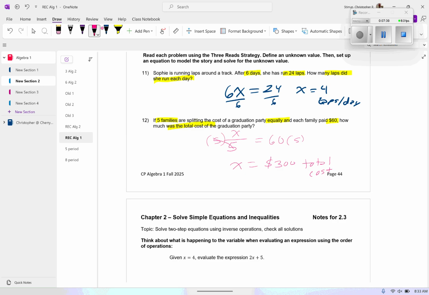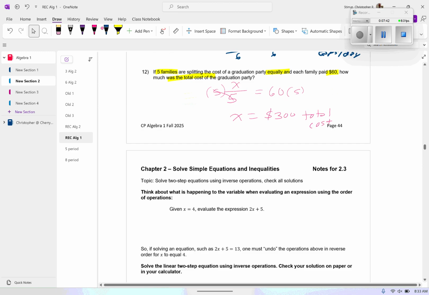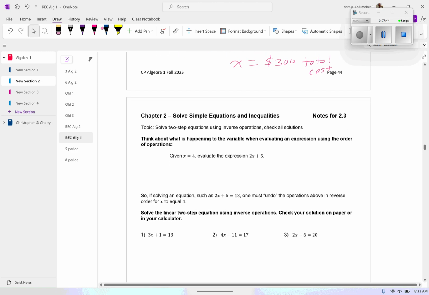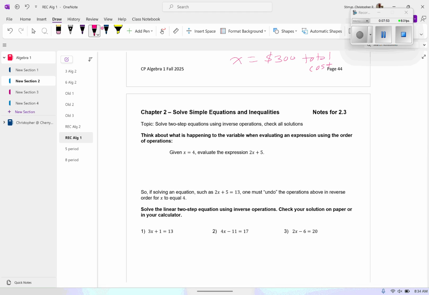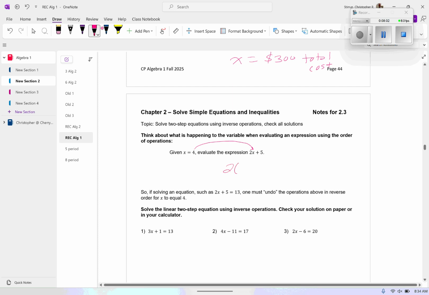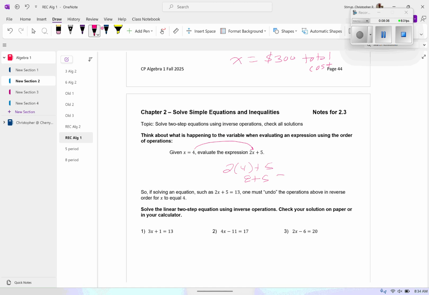Okay, if you have any other questions, ask your teacher. Let's go to the notes on 2.3. It says solve two-step equations using the inverse operations, check all solutions. Think about it as happening to the variable when evaluating an expression using the order of operations. Given x equals 4, evaluate this. Well, that means I would take this 4 and plug it in. So I'd get 2 times 4 plus 5, which is 8 plus 5, which comes out to 13. Okay, so that's kind of like checking an answer.